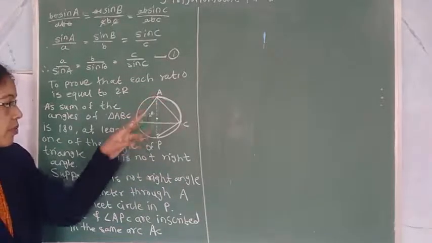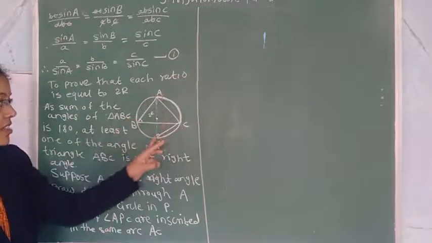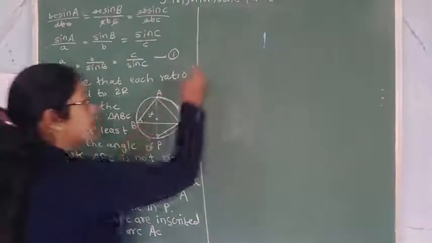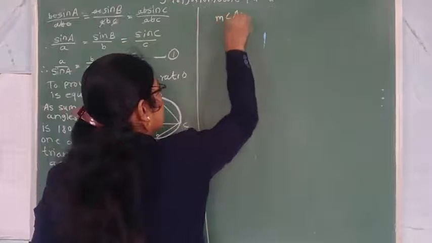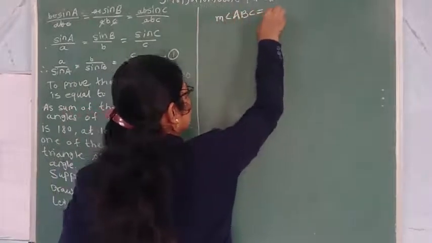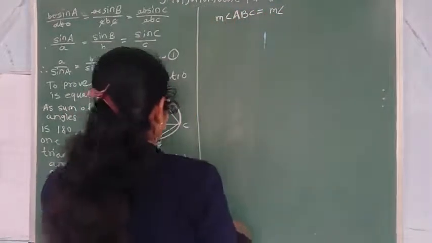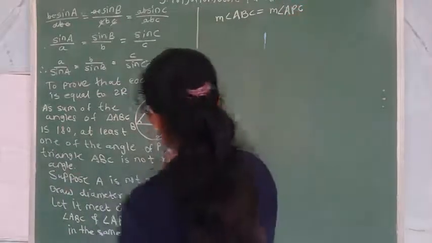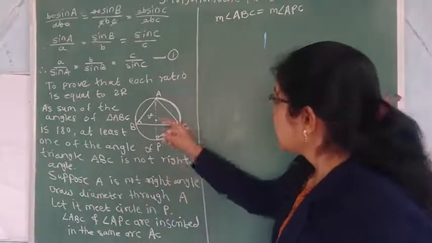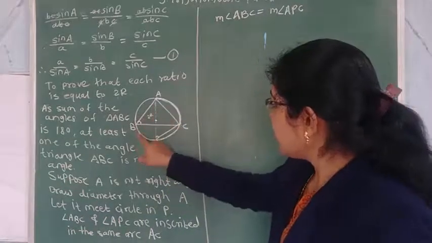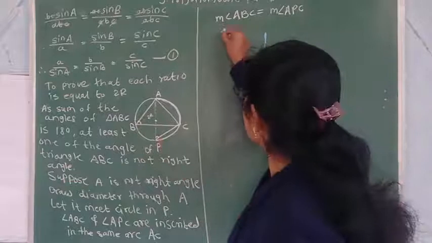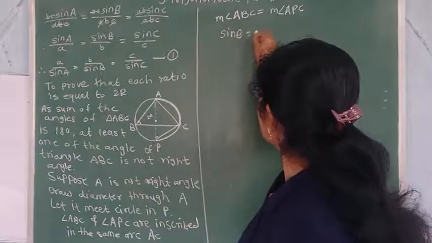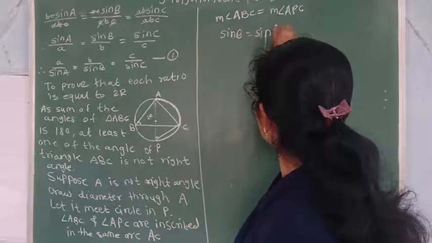Therefore the measures of these two angles are the same. So the measure of angle ABC is equal to the measure of angle APC. So sin B and sin P are equal. Sin of B is equal to sin of P.